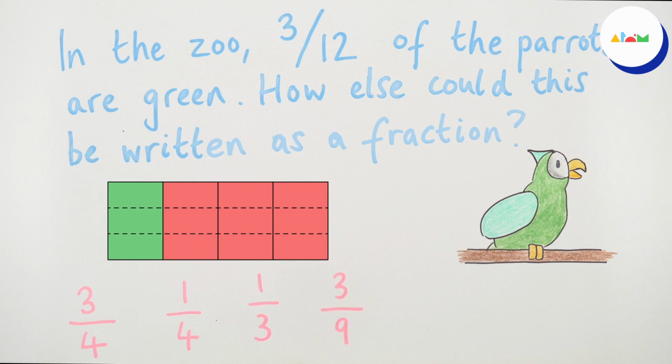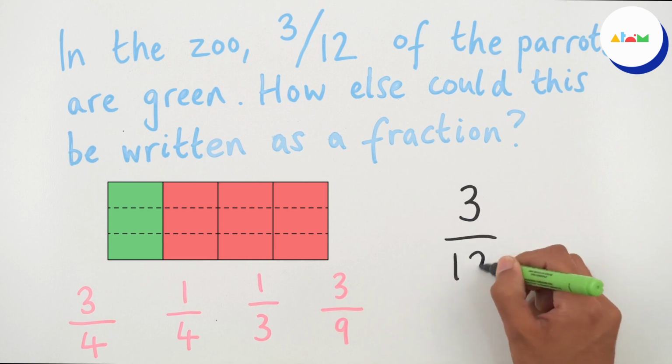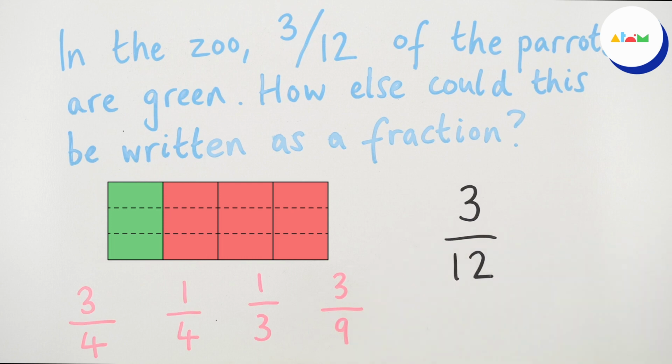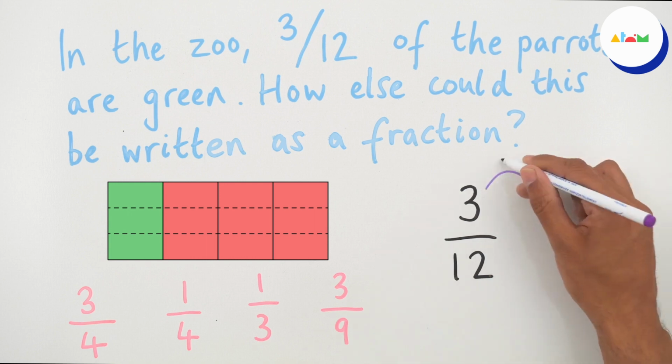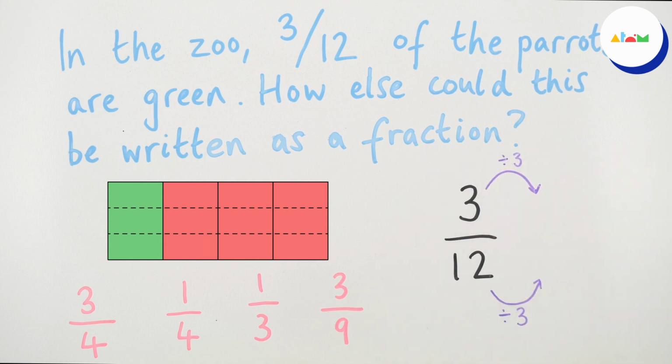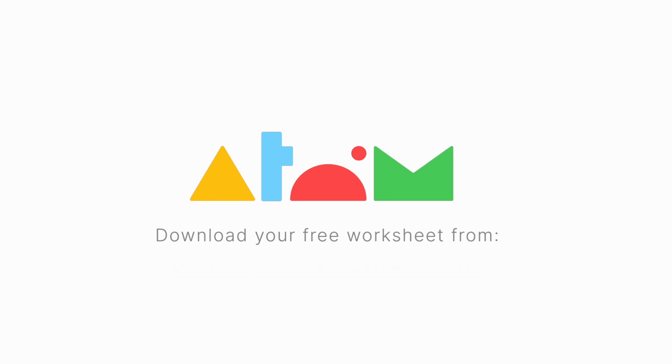We can see from the diagram that 3/12 of the parrots are green. We need to find another fraction that is equivalent to 3/12. We can divide 3 and 12 by 3. 3/12 is equal to 1/4. Watch out! The diagram also shows the fraction 9/12 or 3/4, but this is the fraction of red parrots, not green parrots.